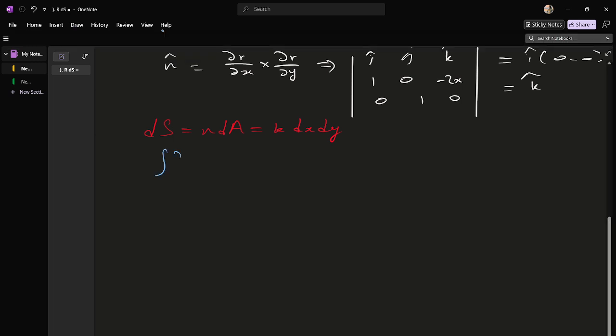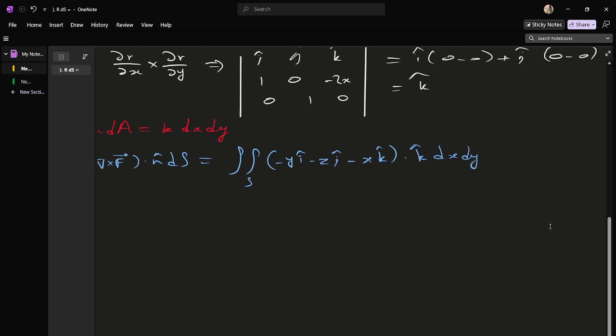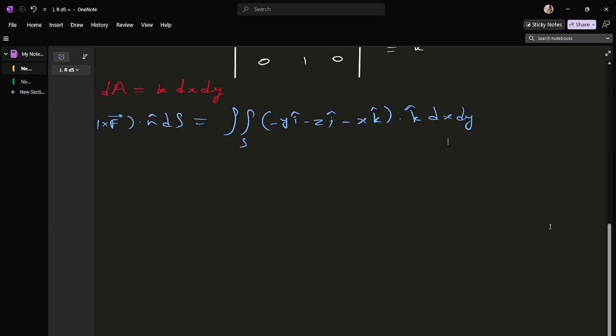The surface integral is double integral over S of curl F dot n dS, which is equal to the integral of i cap minus z j cap minus x k cap, dotted with k dx dy. Then, as we know that i cap dot k cap and j cap dot k cap are 0, the integrand becomes only minus x here.